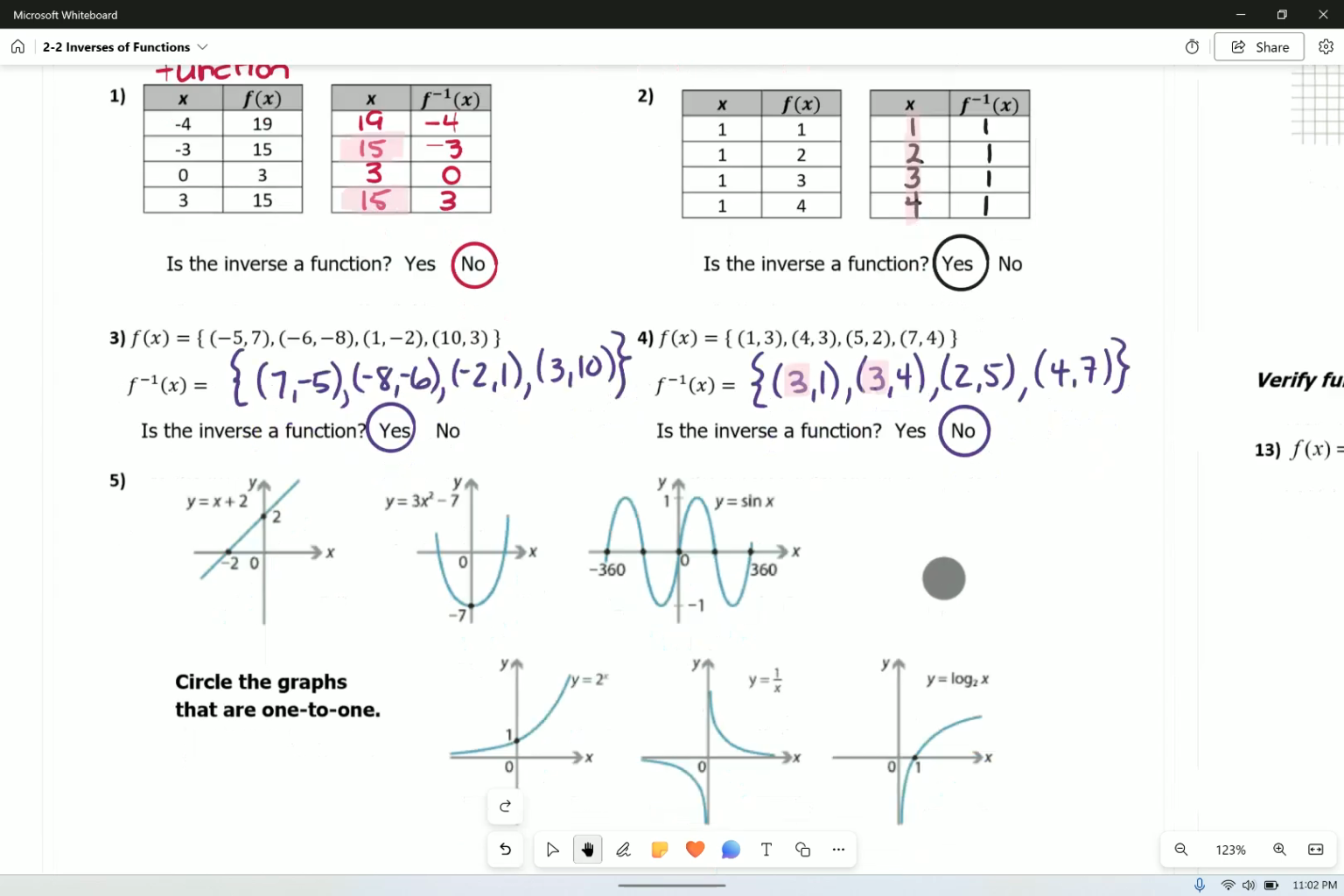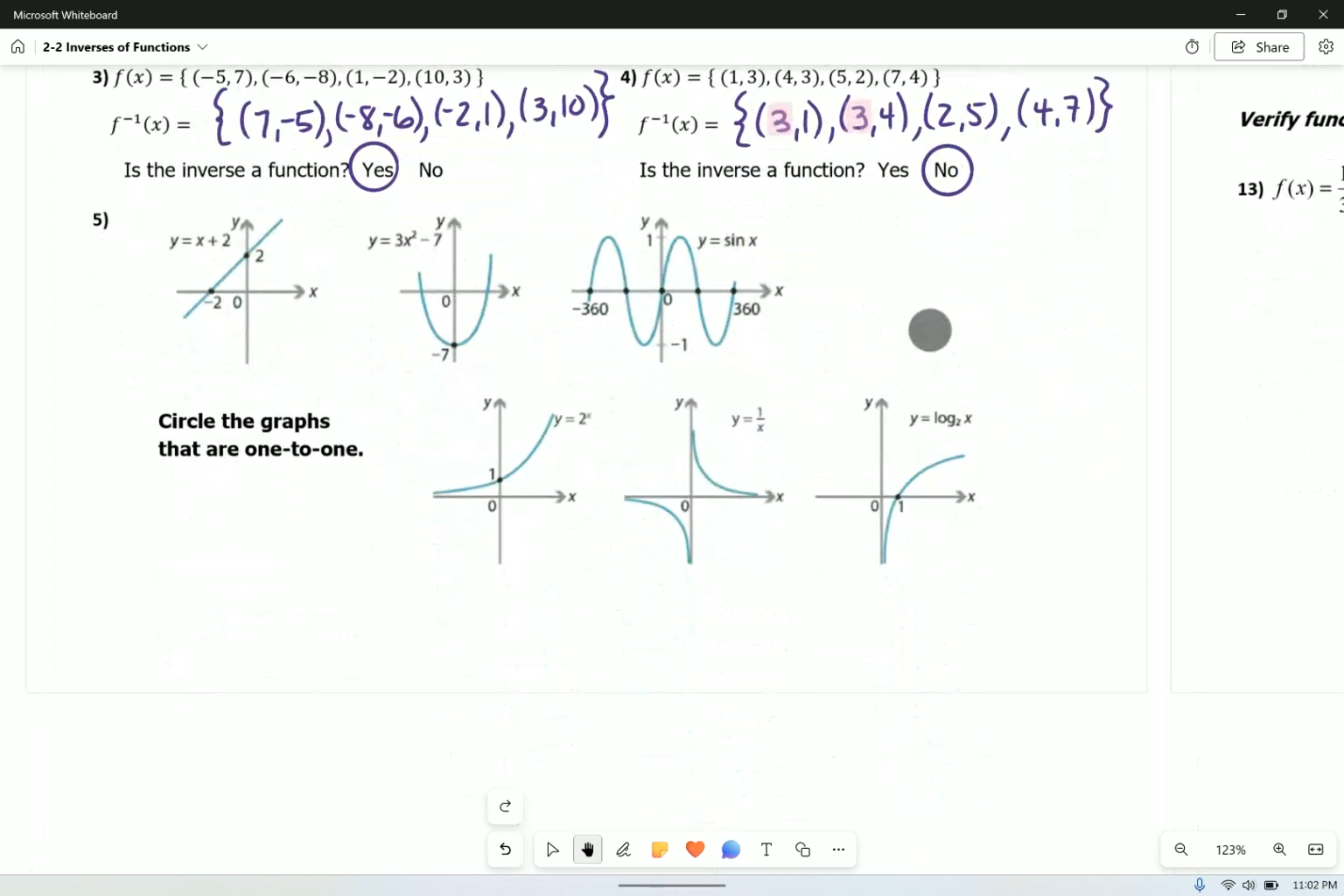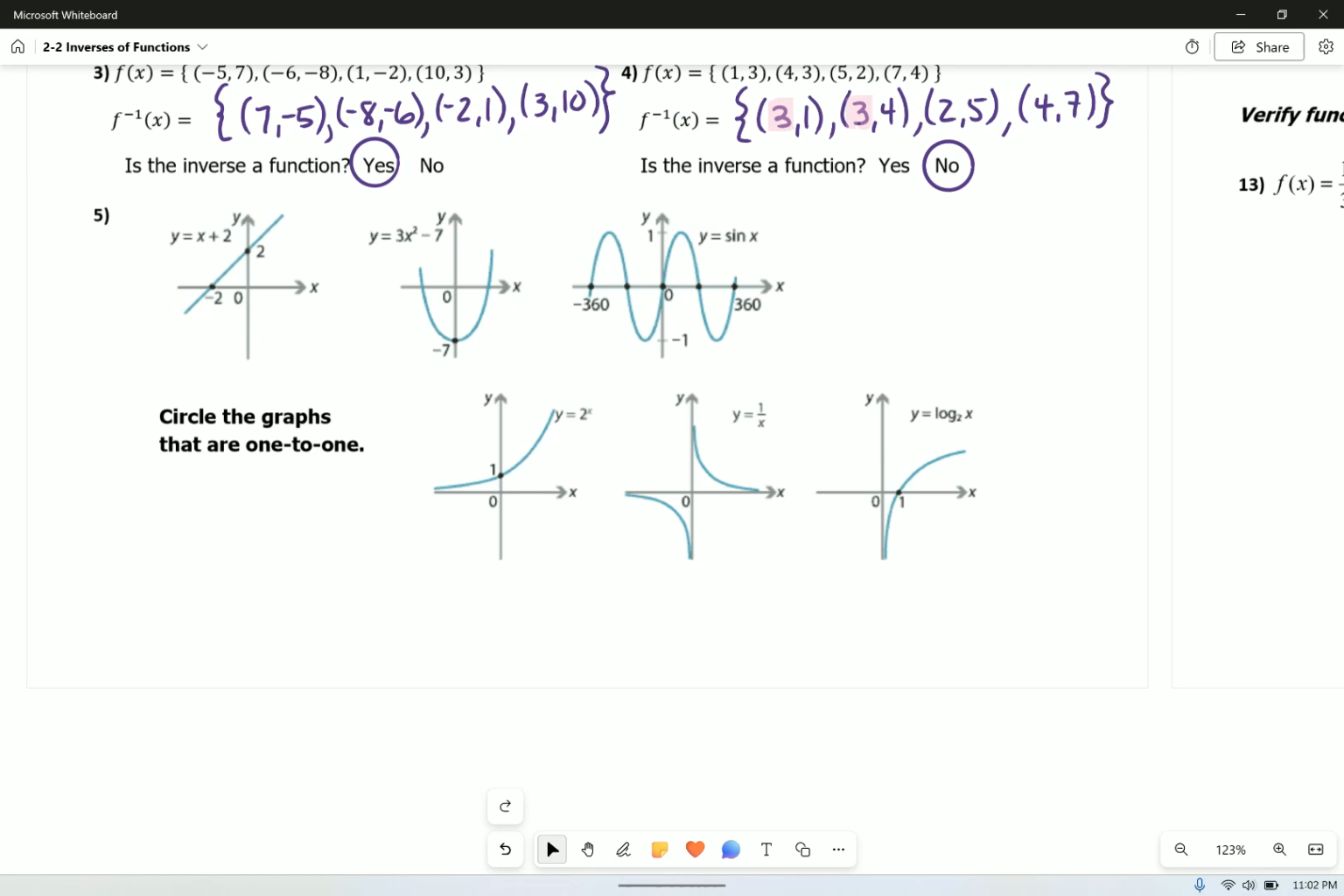Okay, moving on. So down here at the bottom of the page on number 5, I have 6 graphs displayed, okay? Each graph has an equation, y equals x plus 2, 3x squared minus 7, and so forth. So right now, what I want you to do is look at these 6 graphs, and I want you to determine if the graph you are seeing is a function or not a function. So go ahead, and I want you to tell me, yes, it is a function, or no, it's not a function.